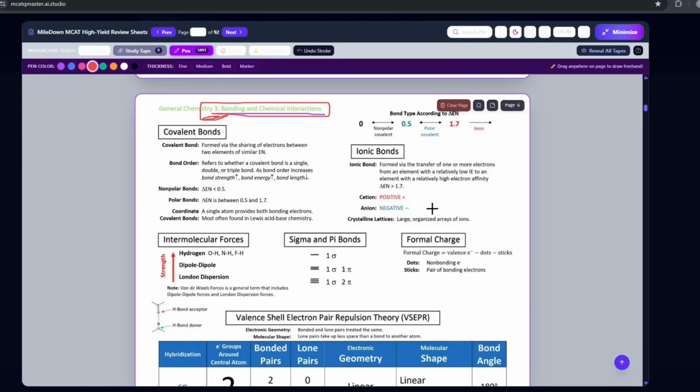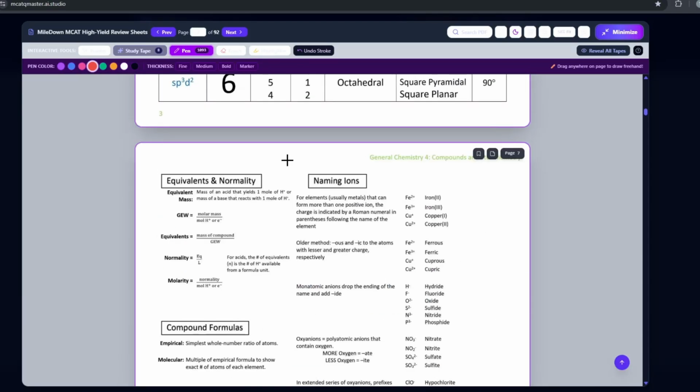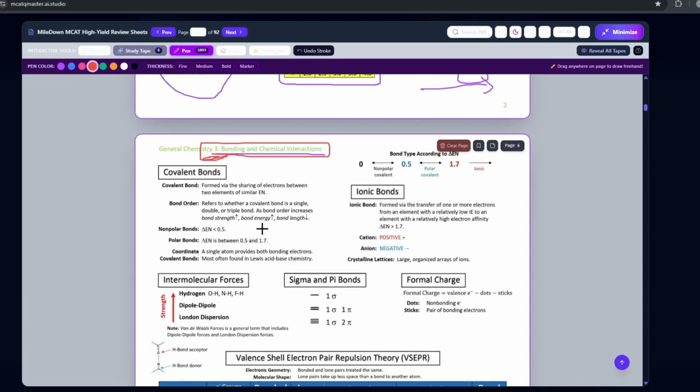But before you do those, you should understand some of these basics that we're gonna go over right now. So first of all, let's start with this diagram over here because it's a good overview. So you can bond two elements together, right? And between those two elements, there's electronegativity difference, or there could be a lack thereof. There could be no difference.